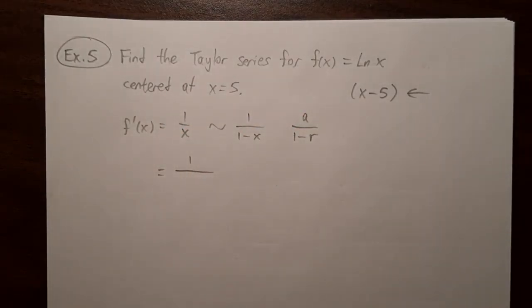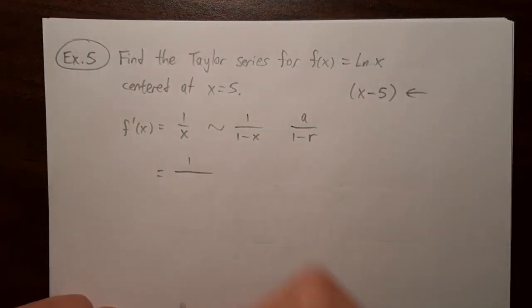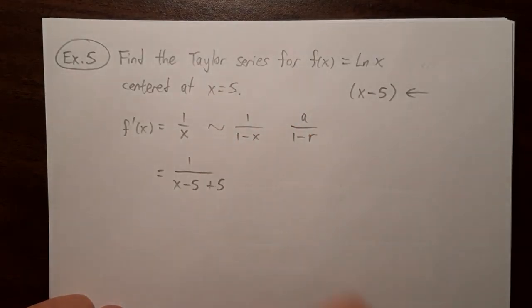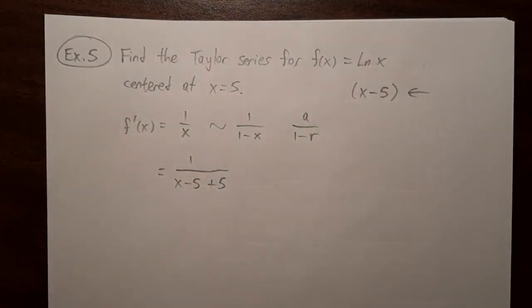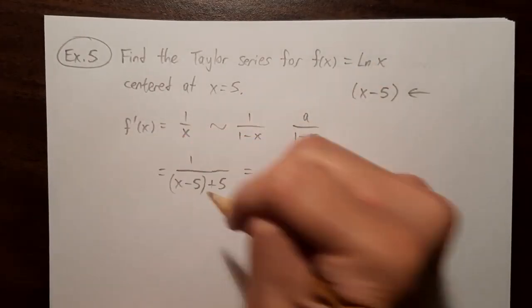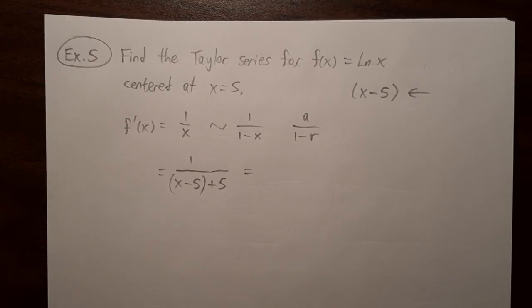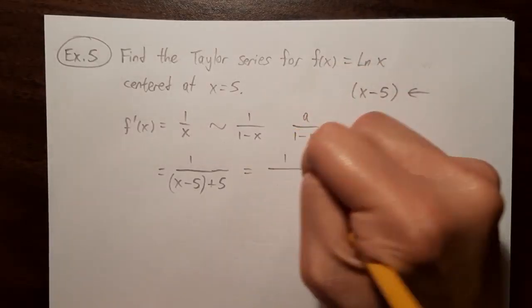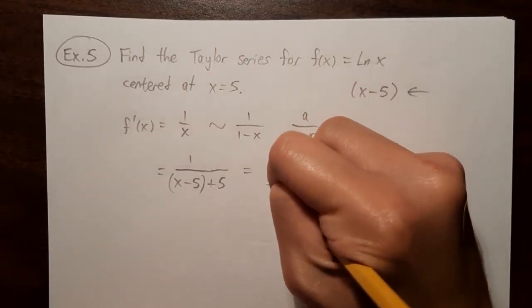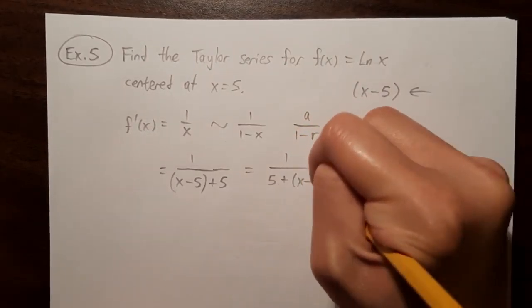So that's what I'll do. Let me just turn x into x minus 5. But I need to clean up that mess, so I'll put a plus 5 right there. And now that I have my x minus 5, I'm going to guard it with my life and not allow it to cancel with anything ever again. So I'm just going to move the 5 around. I'm going to have 1 divided by 5 plus x minus 5.